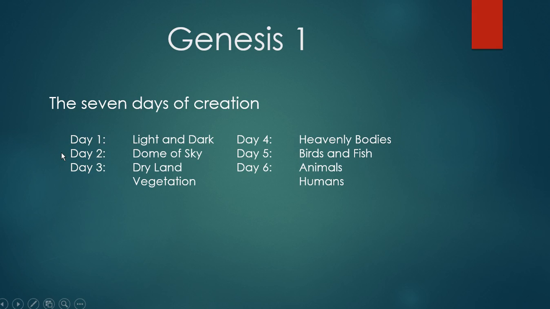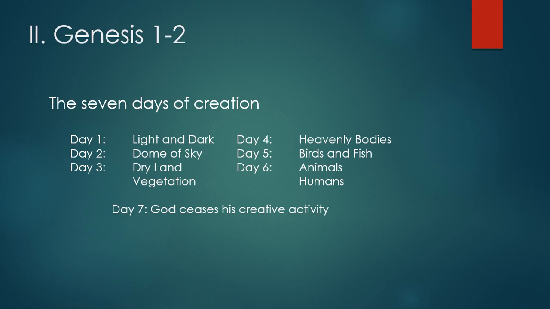Day 2, we're going to have the sky, the dome of the sky, and then the oceans created. Day 5 are going to be the birds and the fish that live in the sky and the oceans. And then on day 3, we're going to have dry land created. And on day 6, of course, the animals and the humans that are going to live on the dry land that was created on day 3.